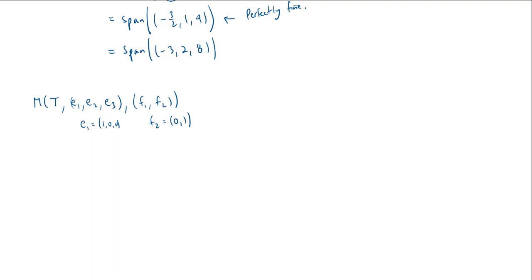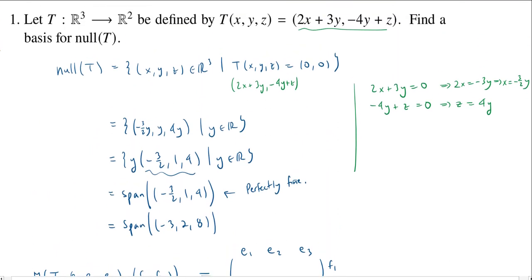The only reason I switch over to F's is because we have an R3 and an R2, and it might get confusing otherwise. So we want to know what this matrix is. I'm going to put across the top E1, E2, and E3, and then on the side, we have F1 and F2.